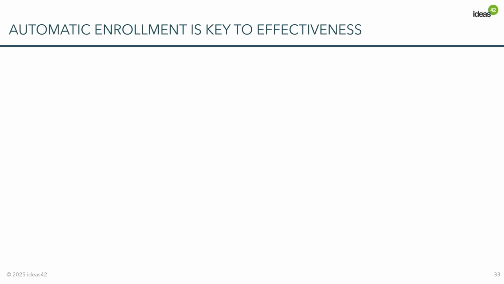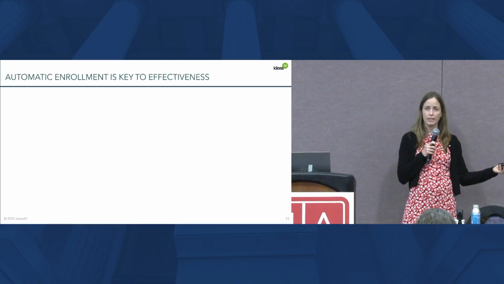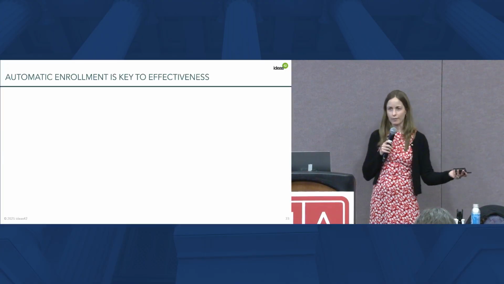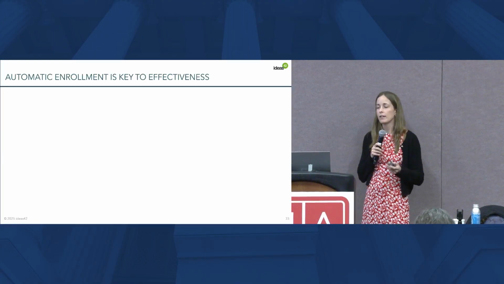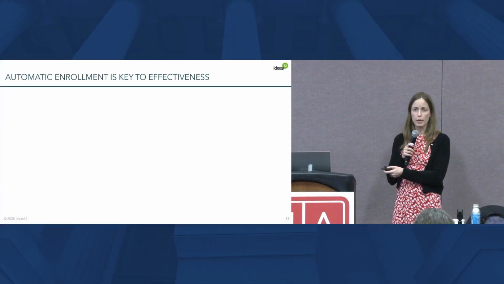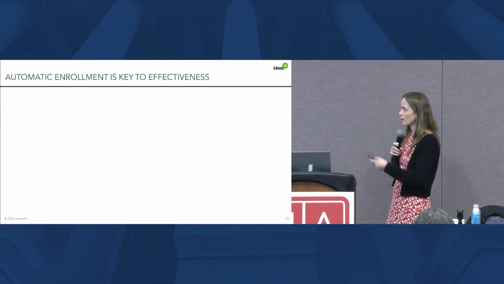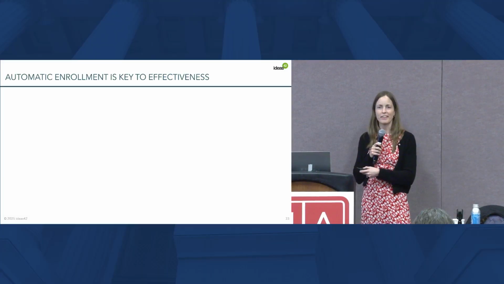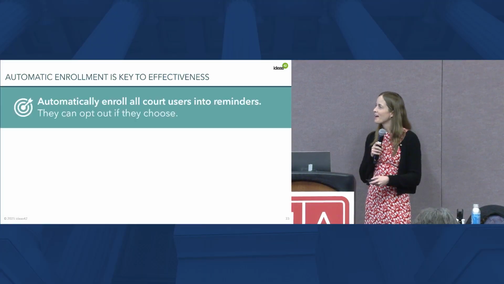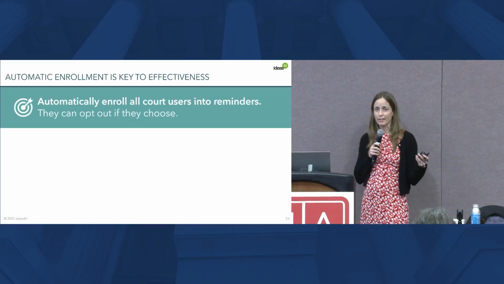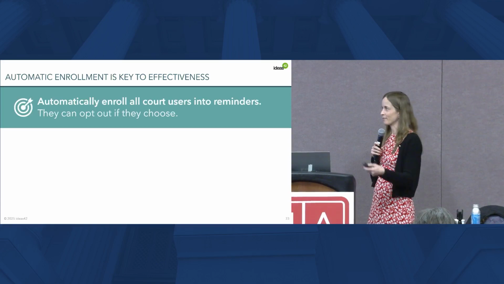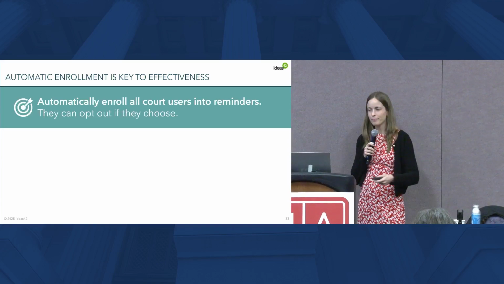All right, so there's two ways you can sign people up for reminders. You can ask them to sign up themselves. We just talked about some of the ways that courts do that, or you can automatically sign them up as soon as the court has their contact information. So you can probably guess from the headline what we think is most effective. So we recommend automatic enrollment. That is a great way to get people into your program.